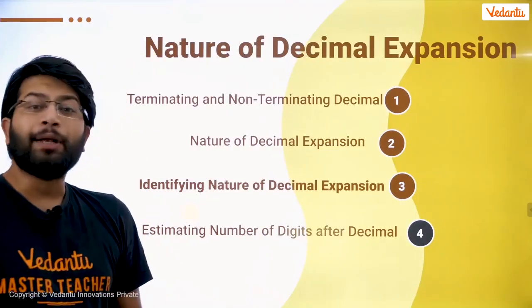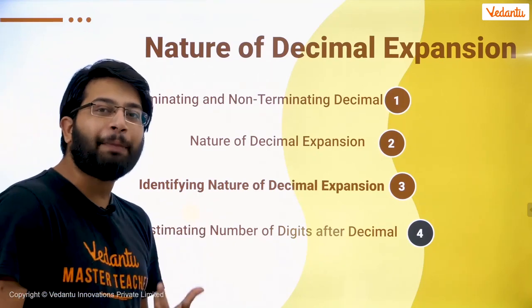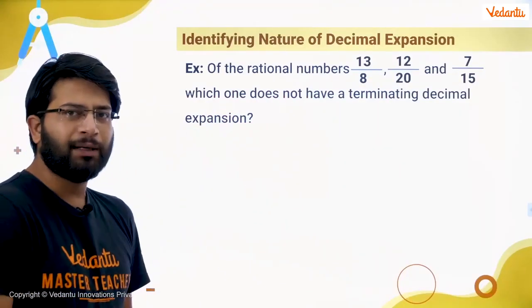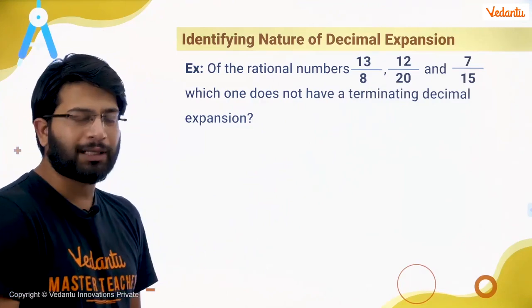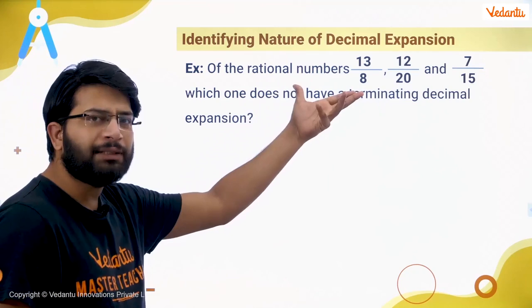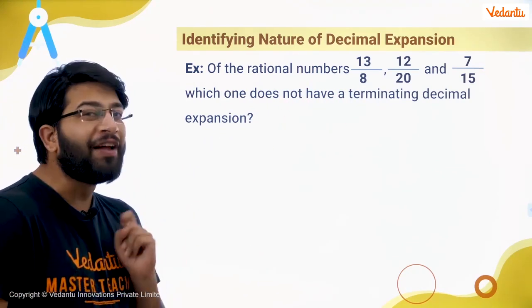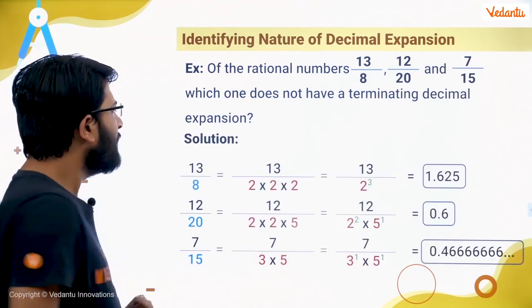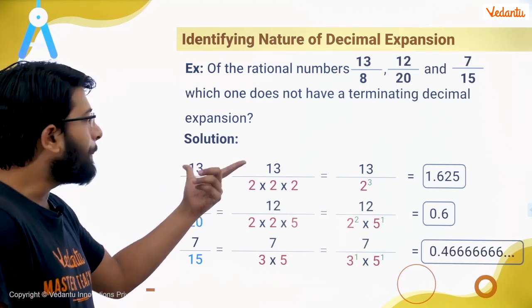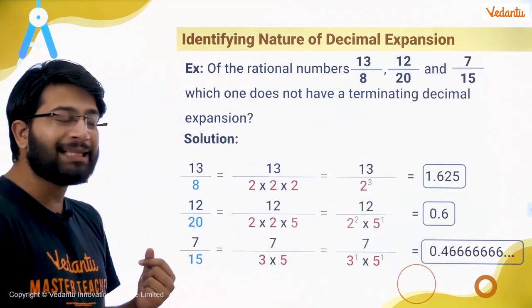Very good, excellent. Now let's see some questions on how to identify whether the decimal expansion is going to terminate or not. Let's say champ, we have one question and some rational numbers are given to us, and they're asking which of these will be terminating and non-terminating. What to do? Simple, the prime factorization of the denominator. When I am doing the prime factorization of the first one, the prime factorization is 2 to the power 3. So it will be terminating. You can see, guys, right?